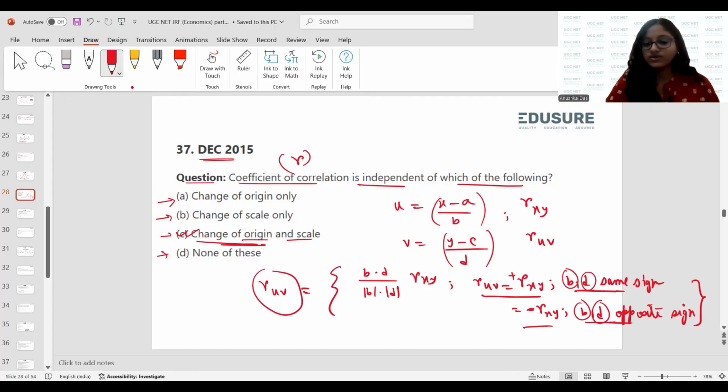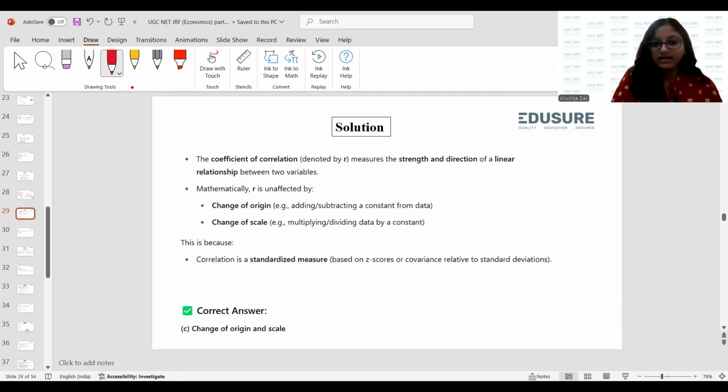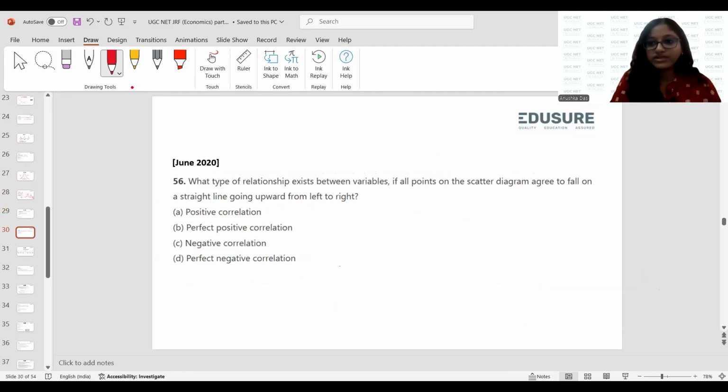So you can take this as your homework. You can try to prove this thing. If u is this, v is this, what is r_uv? You can take this as your homework and solve this for yourself, right? And here I have given you this explanation again. When I upload this document, please take a look at this. Okay. Let's do the next question quickly.